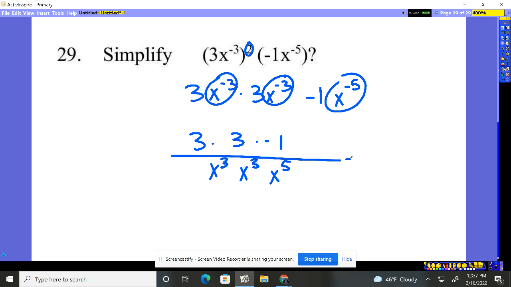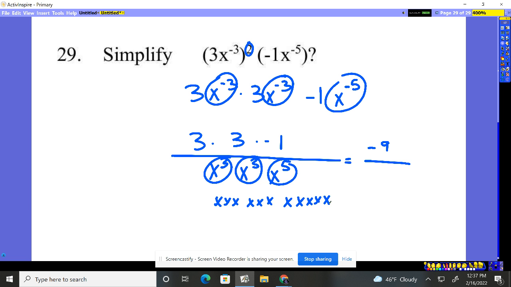Now, we can write out all these x's, but I think we're going to be able to try and cheat a little bit here. 3 times 3 is 9 times -1 is -9. We have 3 x's. I see another 3 x's and then 5 x's. So if you have 3 of them, and another 3 of them, looks like we didn't cheat after all. And 5 of them, how many do we have? I see 11, so x to the 11th. So the answer is -9 divided by x to the 11th.